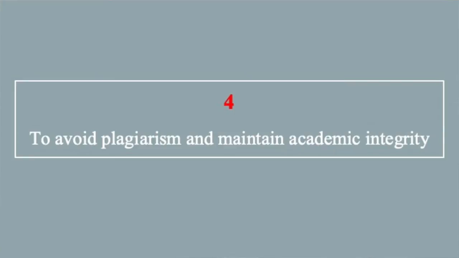Then the last one, fourth one, to avoid plagiarism and maintain academic integrity. See, if you are not acknowledging the original source and its author, what happens? We are stealing the information, is it not? So that will create plagiarism. So the best way to avoid plagiarism is citing the source, either quote and cite, or paraphrase and cite, or summarize and cite. Okay. And these are the importance of citing a source.